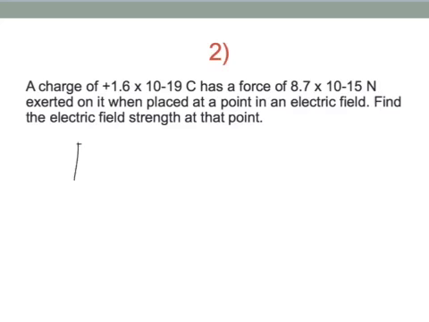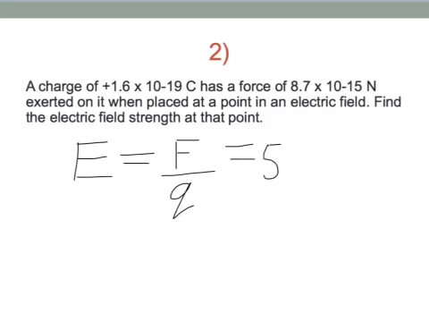So we need to use the relationship between force, charge and electric field strength, which is simply force per unit charge, the definition of an electric field in fact, and plug those numbers in. So we have the 8.7 to the power of negative 15 divided by the 1.6 to the power of negative 19, and you should be getting 5.4 times 10 to the power of, no, it's a positive 4, of course, yes. And newtons per coulomb is the unit for electric field strength.